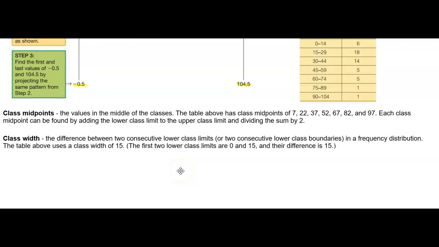Now the class width. The class width is the difference between two consecutive lower class limits, or two consecutive lower class boundaries, in a frequency distribution. Now the table above uses a class width of 15, and we've noticed that. 15 came up as a difference between the class boundaries. We also saw that 15 was a difference between the class midpoints. So the first two lower class limits are 0 and 15. So if you look at the lower class limit of the first class, which is 0, and then the lower class limit for the second class is 15, well, 15 minus 0 is 15, and therefore that gives you the class width.